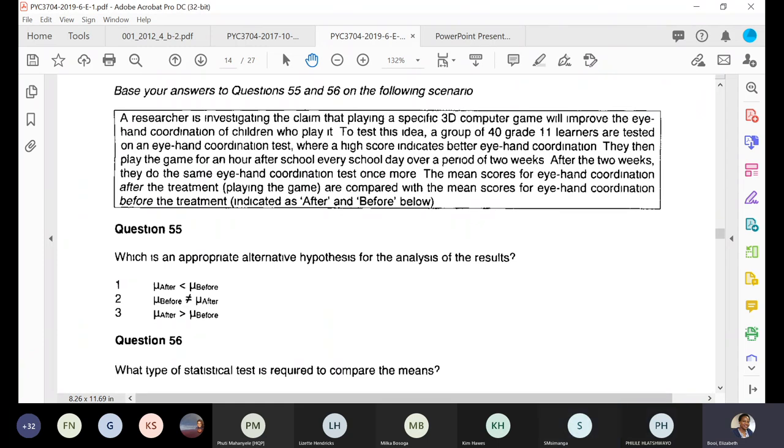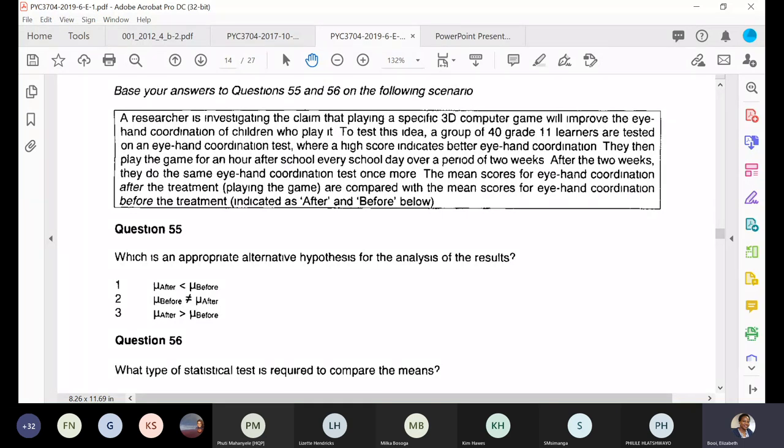A researcher is investigating the claim that playing a specific 3D computer game will improve the eye-hand coordination of children who play it. To test this idea, a group of 40 grade 11 learners are tested on an eye-hand coordination test, where a high score indicates better eye-hand coordination. They then play the game for an hour after school every day over a period of 2 weeks. After 2 weeks, they do the same eye-hand coordination test once more.